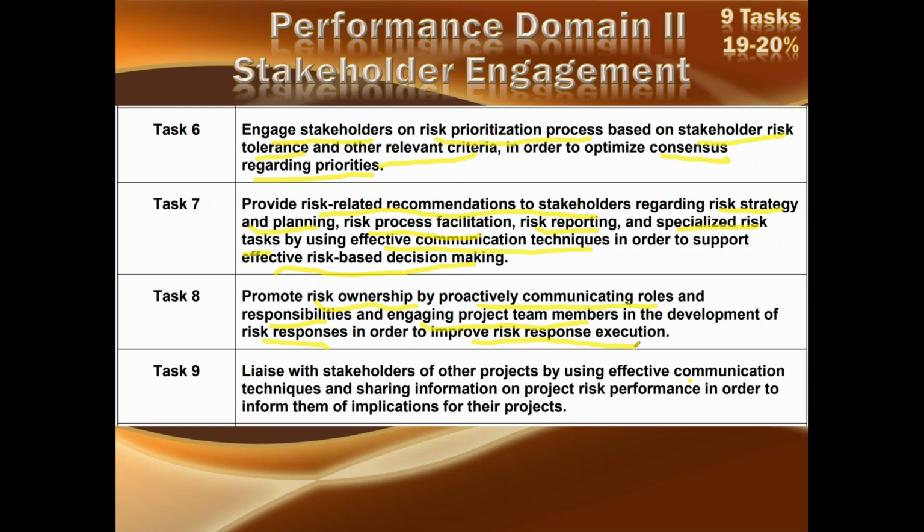Task number 9 liaises with stakeholders of other projects. Why are we liaising with the stakeholders of other projects? By using effective communication techniques and sharing information on project risk performance. Why? In order to inform them of implications of their projects. So interconnectivity of the projects, or for that matter, if a risk in this project can somehow affect another project, then probably we have to liaise with the stakeholders of those other projects, so that proper communication can be established and this information can be shared amongst various projects. So as far as stakeholder engagement is concerned, these are the 9 tasks.